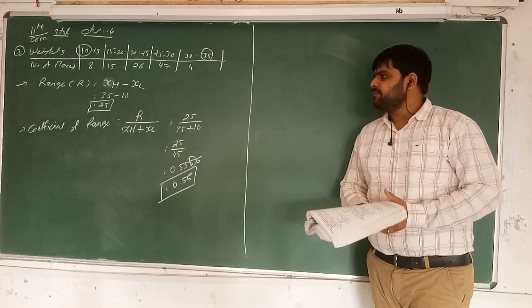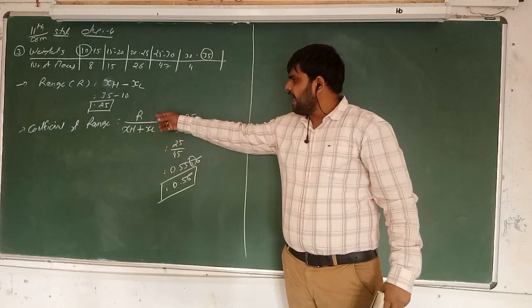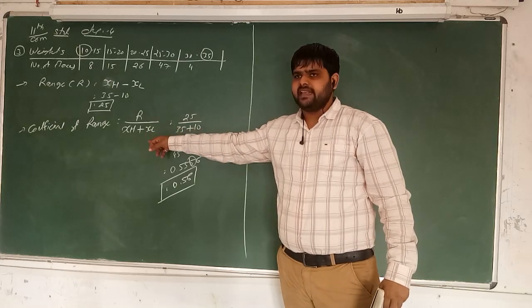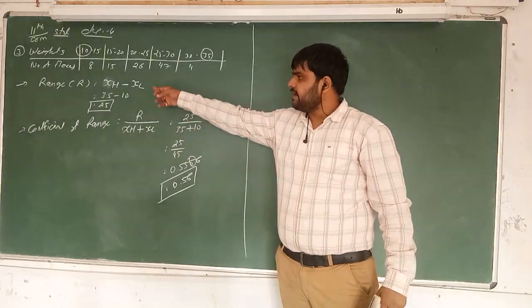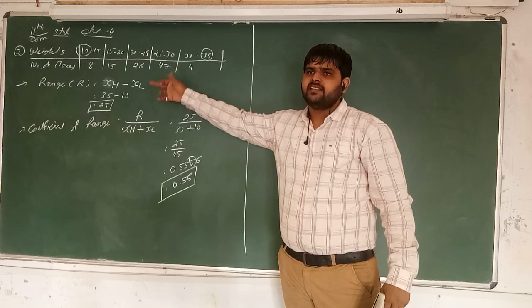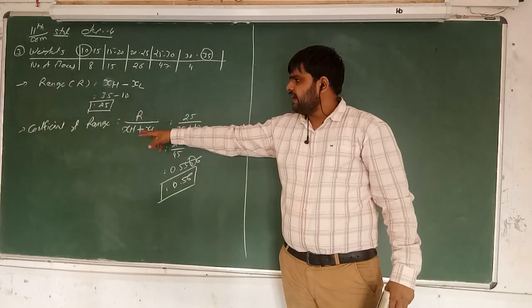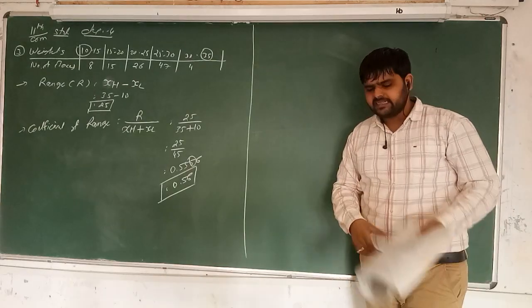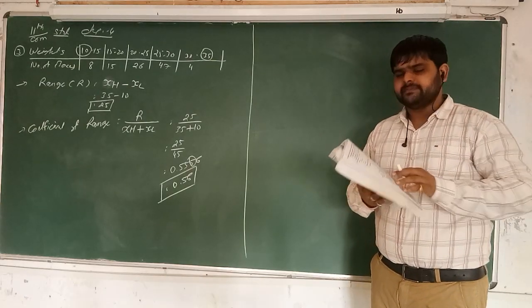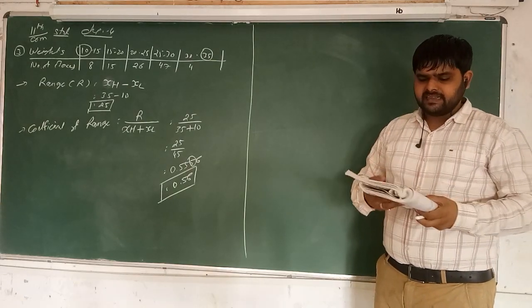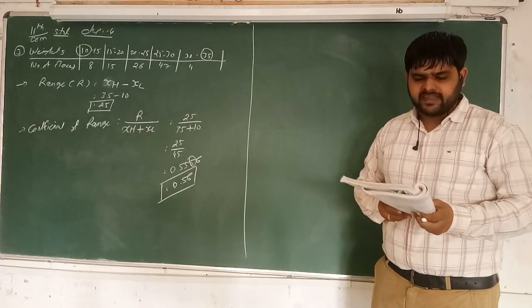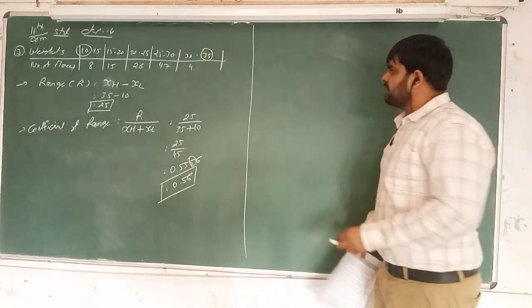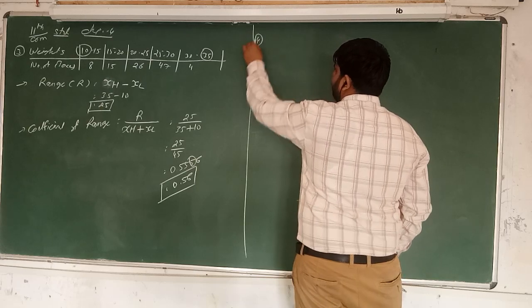What do we have to do? Simple: first find the range, which is XH minus XL, so we get the value of R. Then the coefficient of range is R divided by XH plus XL. So this is example number 3. Now example number 4 is similar, so let us discuss example number 4.